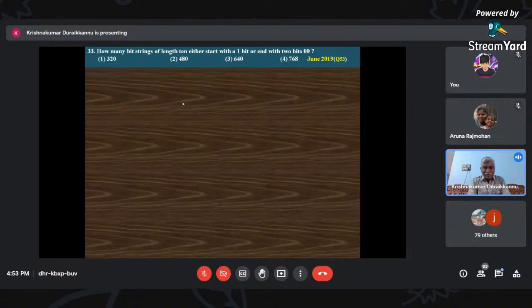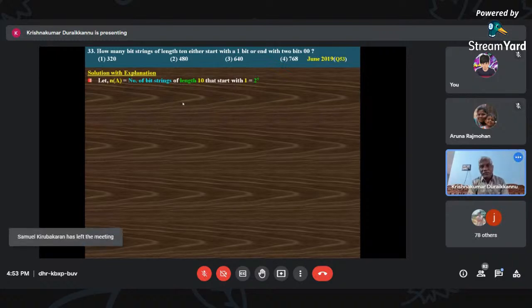Next. How many bit strings of length 10 either start with a 1 bit or end with 2 zero bits? Look at this question. Let n(A) be the number of bit strings of length 10 that start with 1.